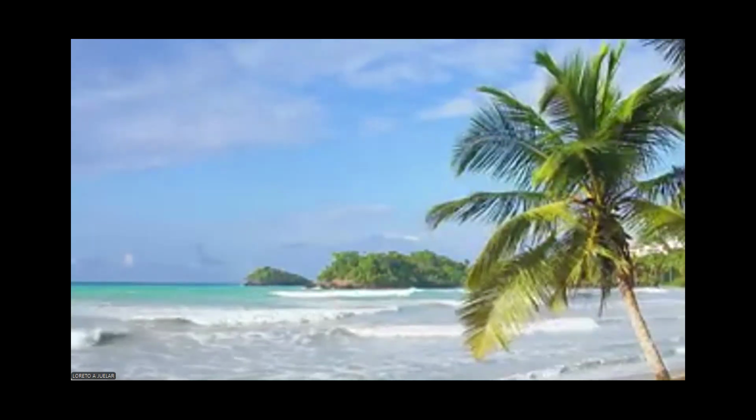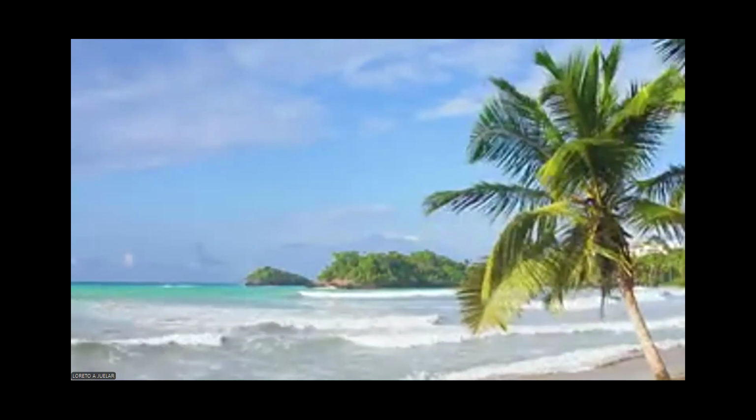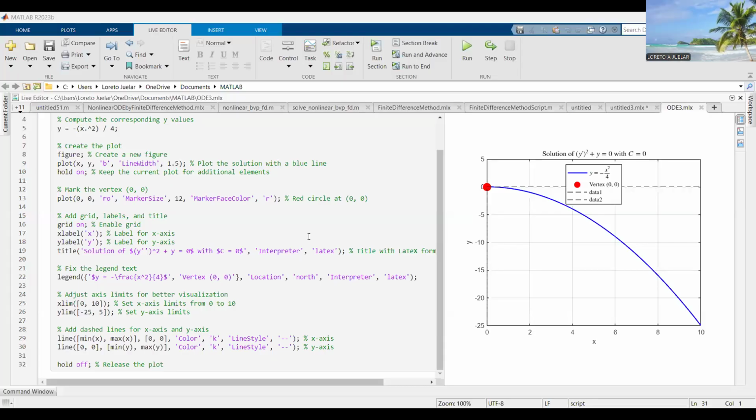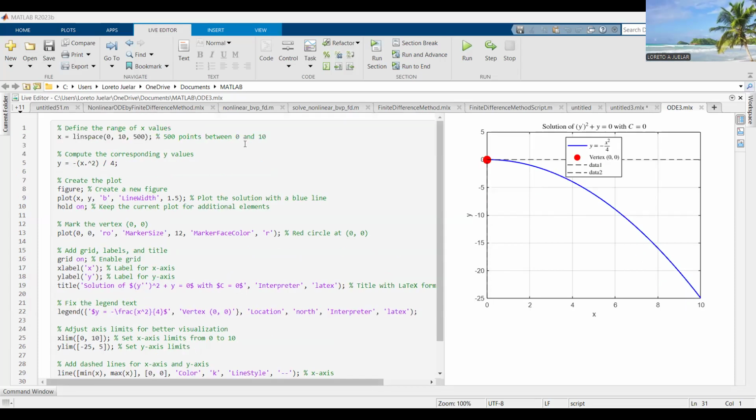Now we can also use MATLAB here. We first have to compute the corresponding y values. The linspace here is from 0 to 10, so we have 500 points between 0 and 10. Next, we compute the corresponding values of y, so y equal to negative x squared over 4. Then we have the plot here.